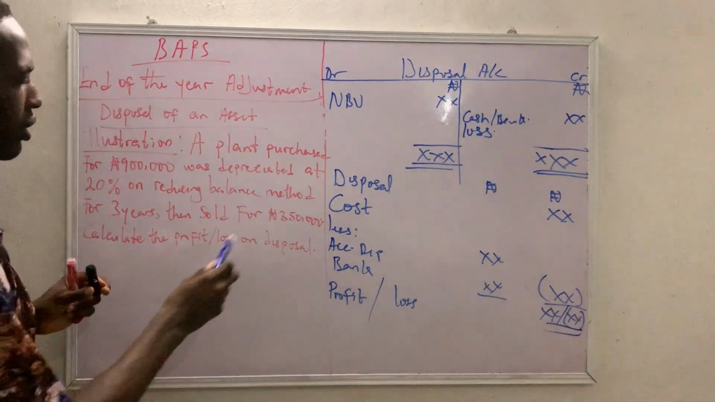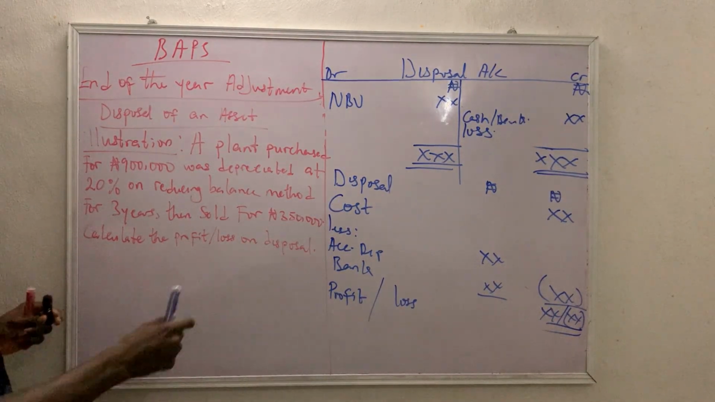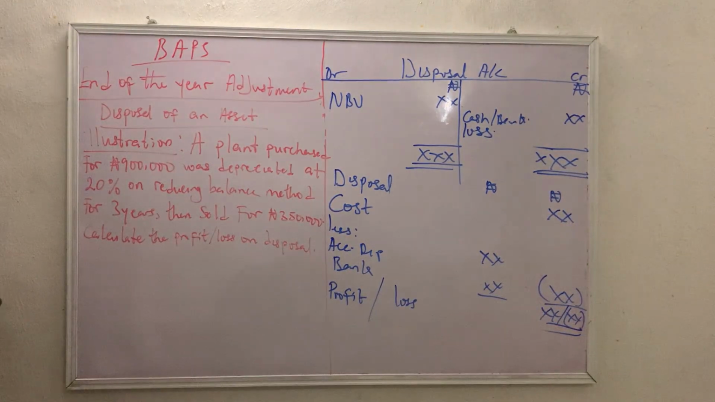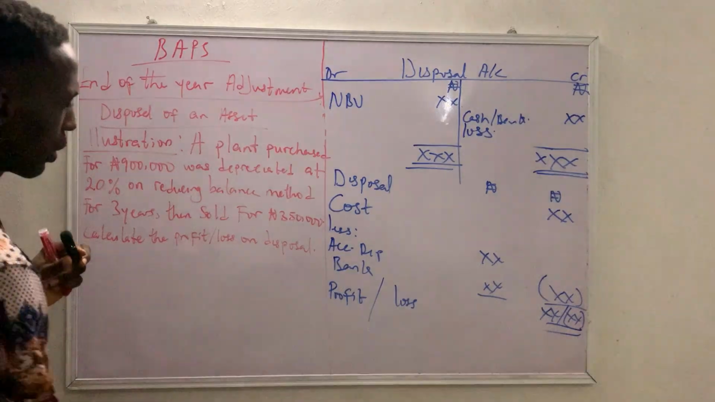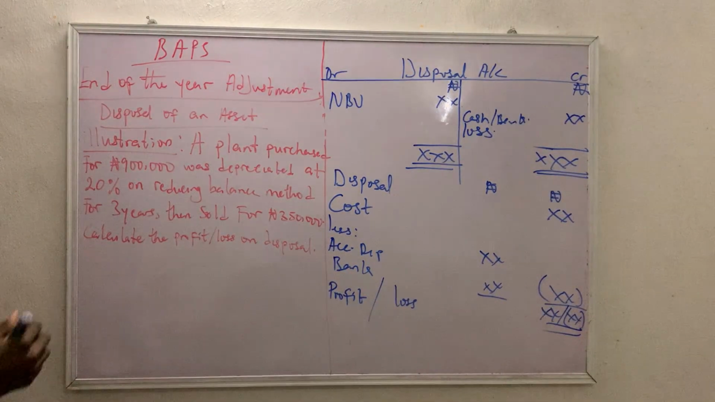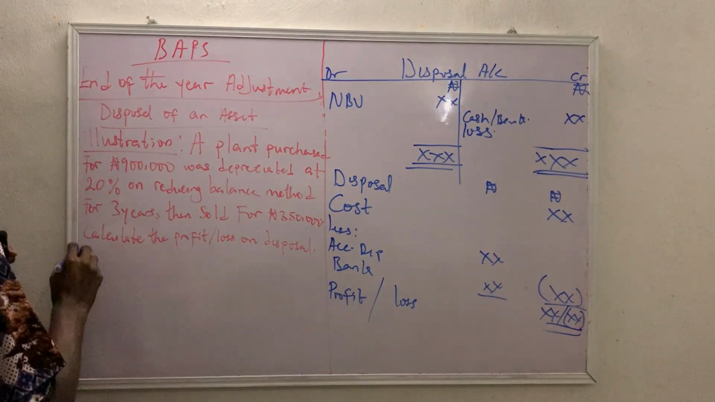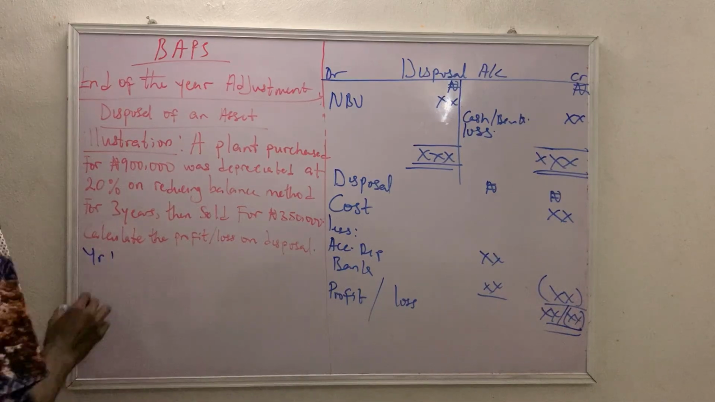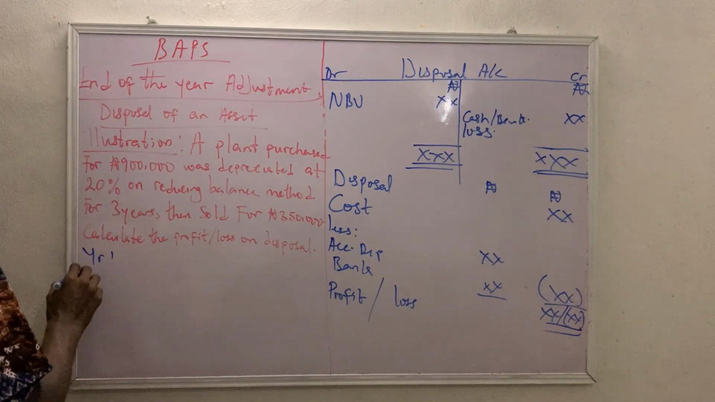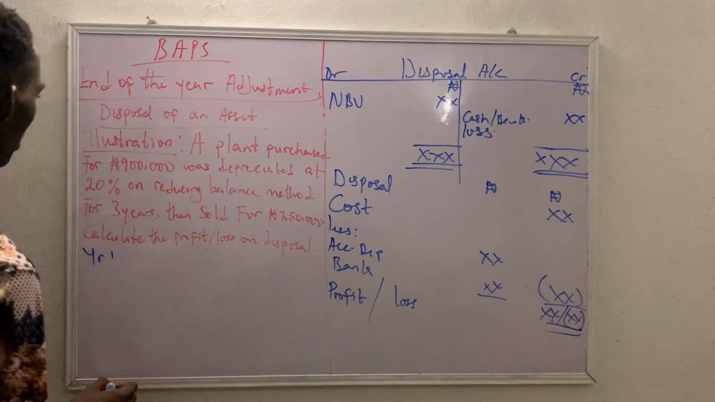Now we have our cost and we have our proceeds, our cash or bank proceeds. So what we need to calculate is our accumulated depreciation. So you can quickly do that. So 3 years, year one. So what we need is to calculate our accumulated depreciation.